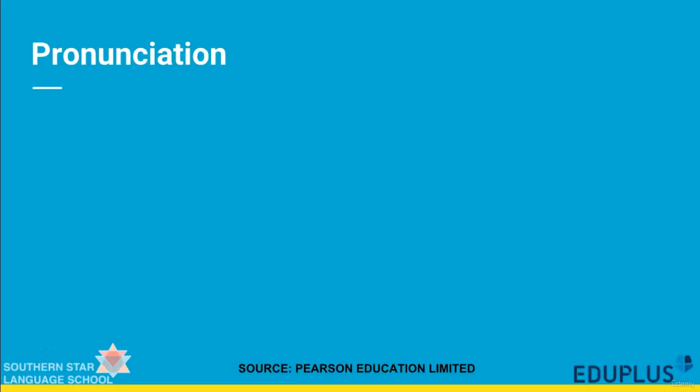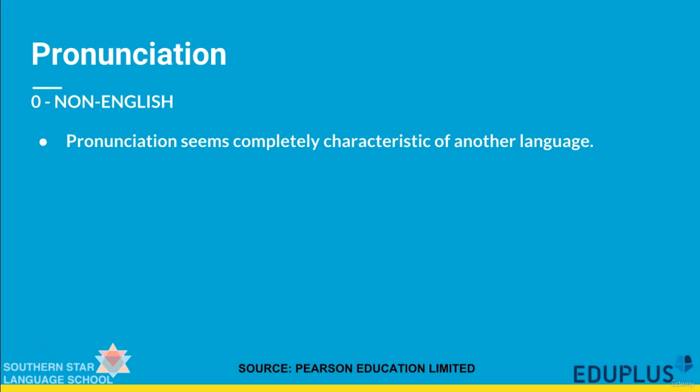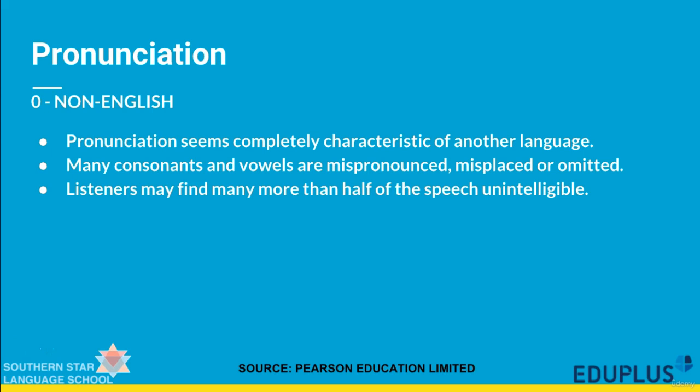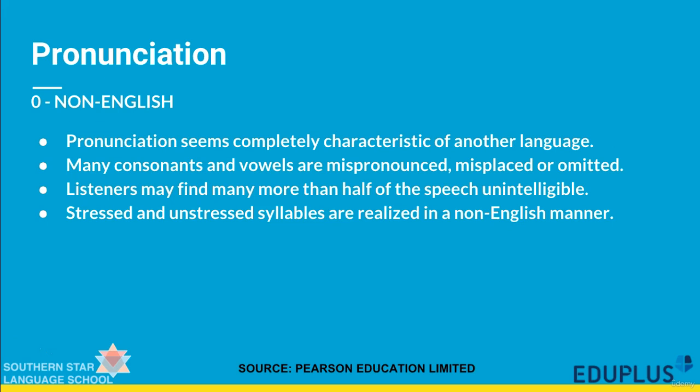In here, a student will get 0 points for pronunciation in what we call non-English. The pronunciation seems completely characteristic of another language. It has many consonants and vowels that are mispronounced, misplaced, or omitted. And listeners may find many more than half of the speech unintelligible. Stressed and unstressed syllables are realized in a non-English manner, and several words may have the wrong number of syllables.